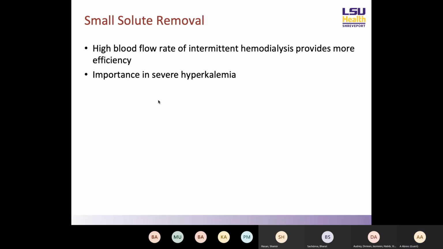So intermittent hemodialysis with its higher blood flow rate provides more efficiency. And this is important for a patient coming in with hyperkalemia. So if your patient comes in with severe hyperkalemia, you don't want to immediately do CRRT because it's going to take some time for that clearance. You want to try to improve the potassium more rapidly than that.